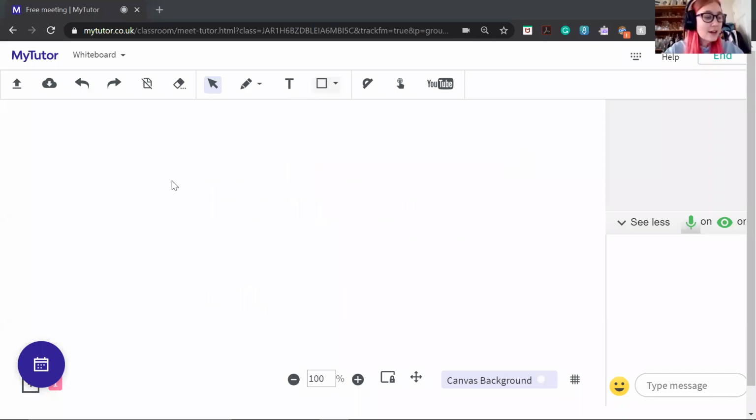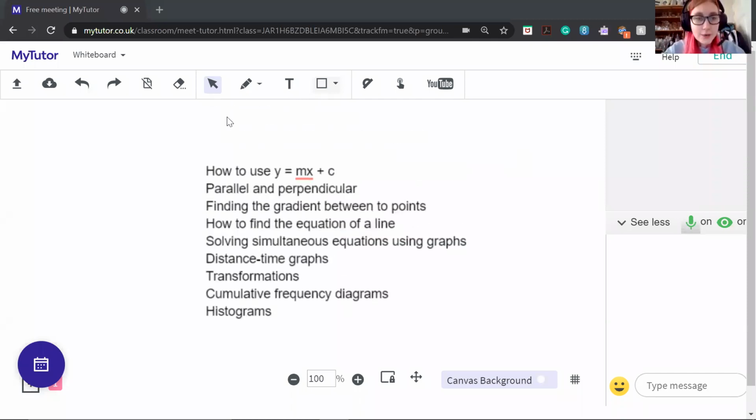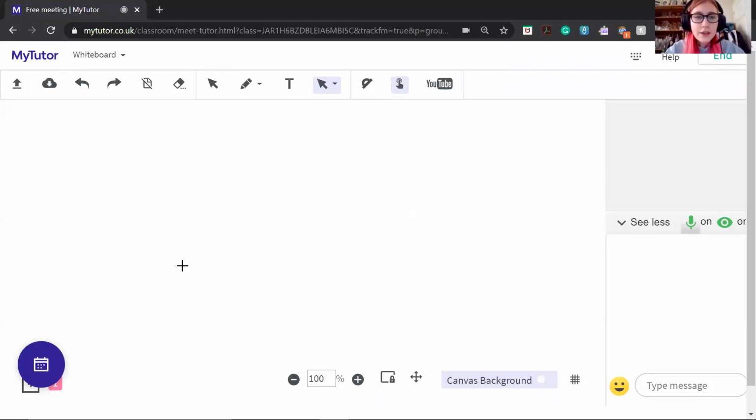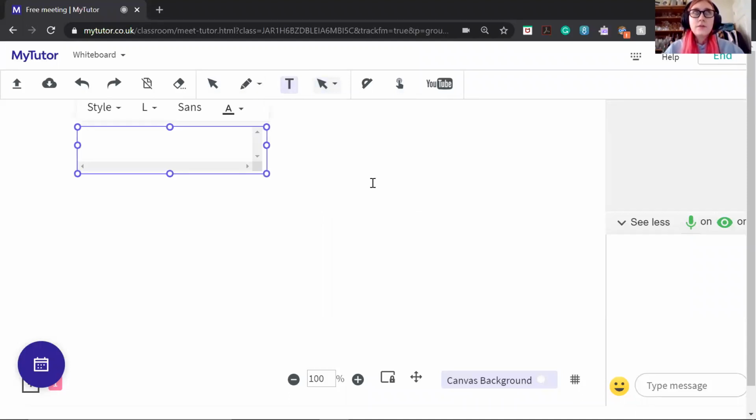So we're going to start by covering this section here, finding the equation of a line and using those y equals mx plus c type tricks, so calculating the gradient, parallel, perpendicular, and so on and so forth.